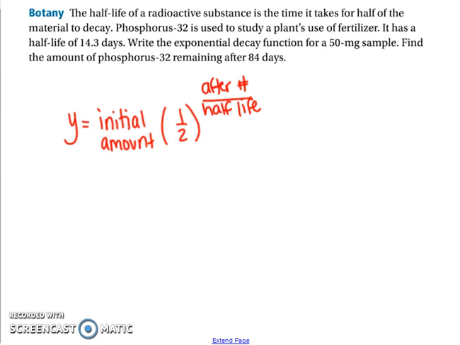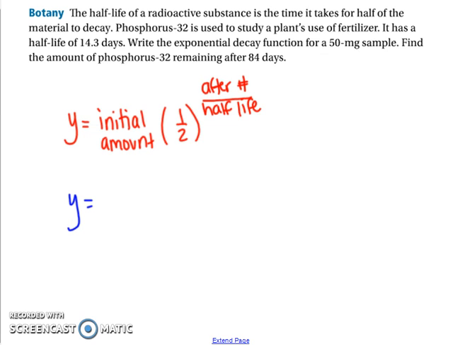So one thing you want to be careful of when you're doing half-life problems is that the element they're telling you about, the phosphorus-32, you're not using 32 at all in the problem. 32 has no bearing. It's just the name of this element that we're looking at. So we're going to plug these values in.